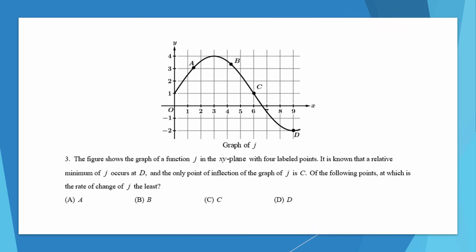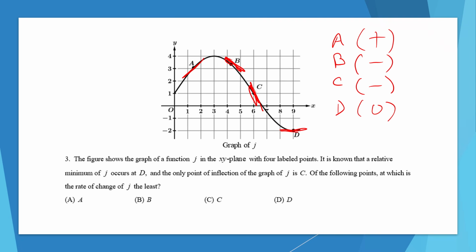All right, number 3, of the following points, A, B, C, and D, where is the rate of change least? The least, which means the lowest number. Taking a look at these 4 points, A, B, C, and D, remember rate of change is just another word for slope. So we're looking at the slope of these lines here. Let's take a look. A here is increasing on that line, so we know the slope should be positive. B, it's going down, so that should be a negative slope. C as well should also be a negative slope. And then D is flat. It's at the top or the very bottom, which means the slope should be 0.